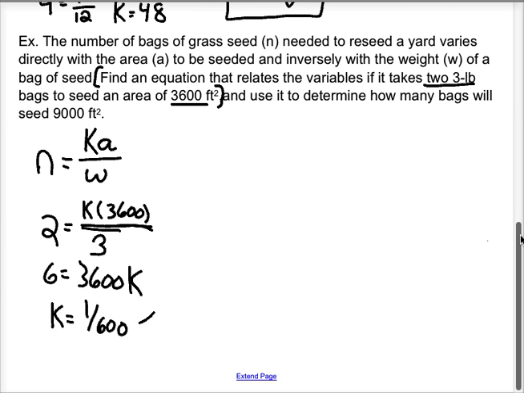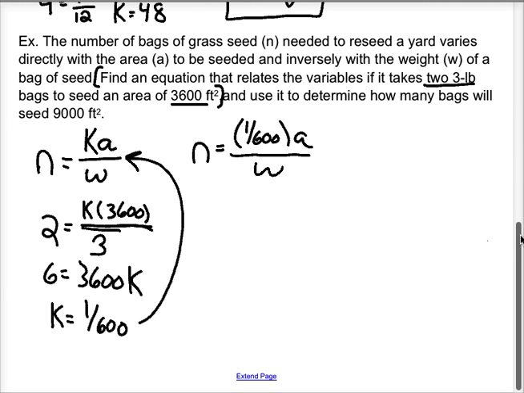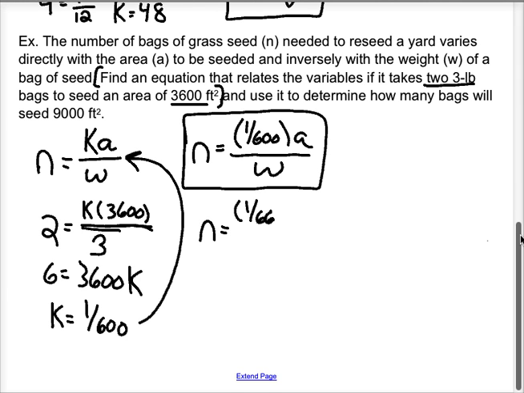So, again, I'm going to put that in for my actual equation. So K is 1 over 600 A over W. So there's my equation. And now I want to know how many bags will it take to seed 9,000 square feet. All right, so 9,000 square feet. That's giving me my area.